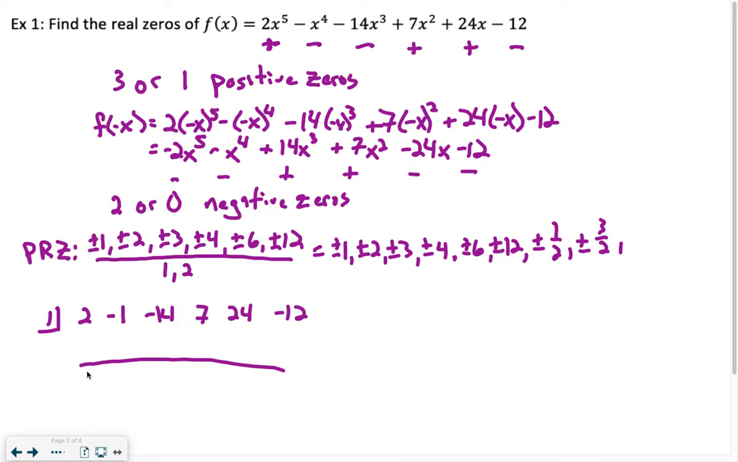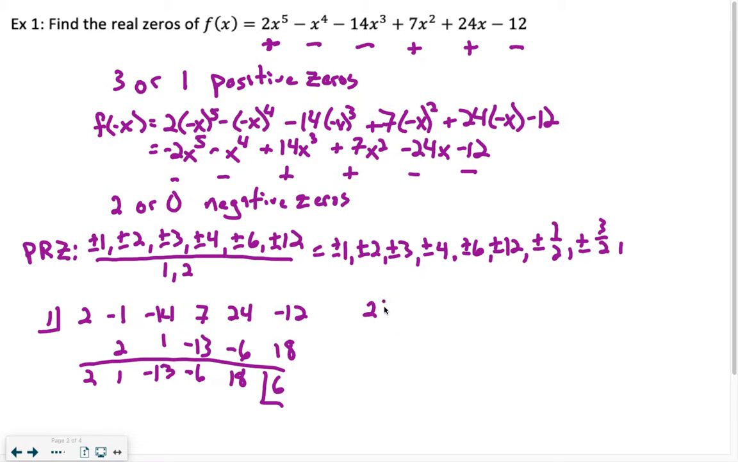All right, so bring the 2 straight down, multiply, add, multiply, add, multiply, add, multiply, add, multiply, and add. So we get 6. Since my remainder is not 0, 1 is not a root. So we'll just go to the next positive integer.